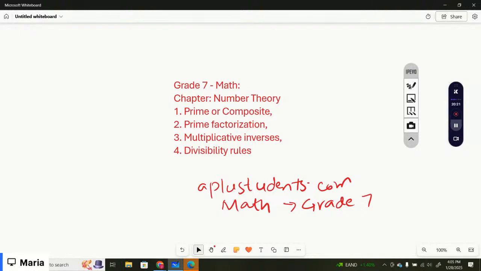The lessons we're going to cover today are prime or composite, prime factorization, multiplicative inverse, divisibility rules. So please make sure you have your notebook and pencil so that you can note down the important examples and definitions as well.